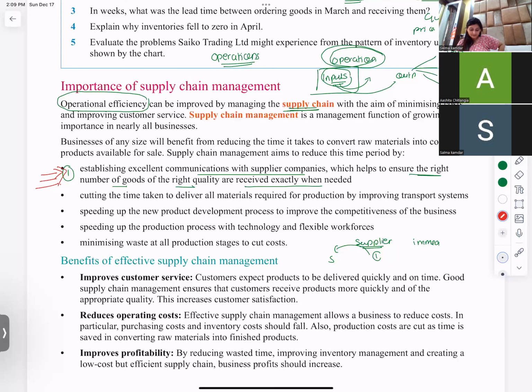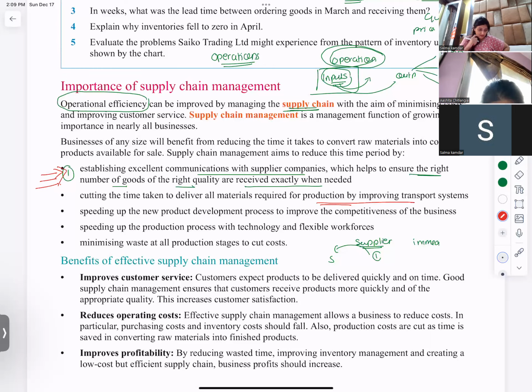So what will the supply chain manager do? The first thing he'll do is establish great communication with the supplier companies who are supplying the goods, which would help ensure that the right number of goods of the right quality are received exactly when needed. Second thing, what will he try to do? Cutting the time taken to deliver all materials required for production by improving the transport system.